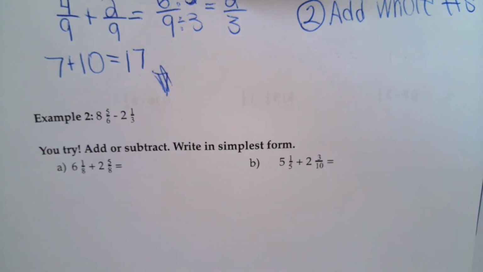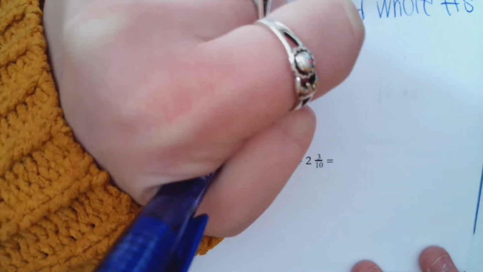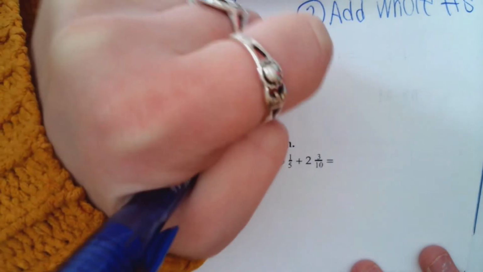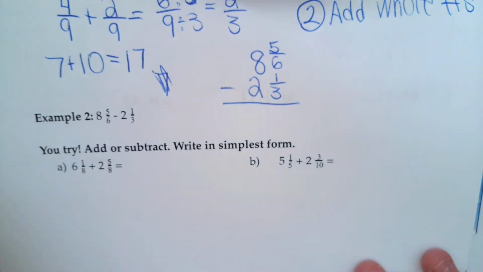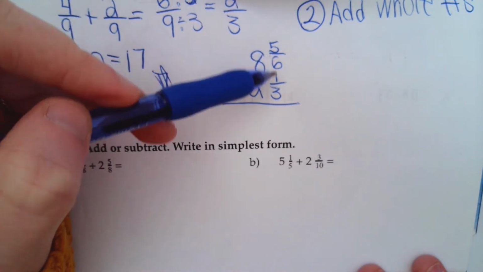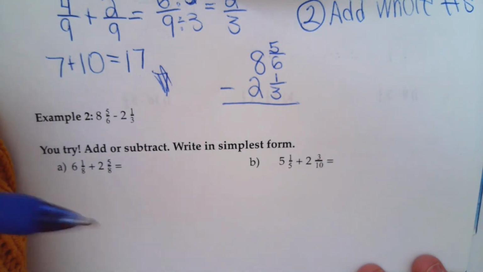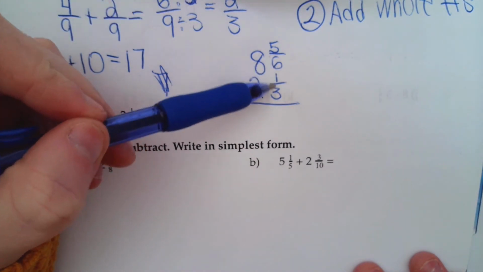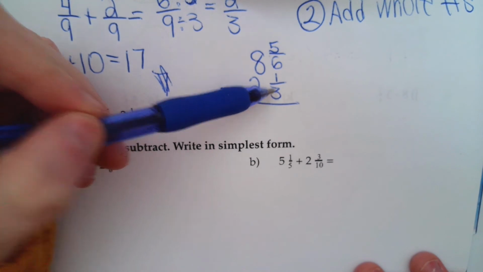But example 2, we are subtracting. So example 2, same idea. Let's write it the other way this time. Let's write it vertically. So we want to subtract. So we have our whole numbers and we have our fractions. But notice here in our fractions, we don't have the same denominator, so we need to rewrite it.